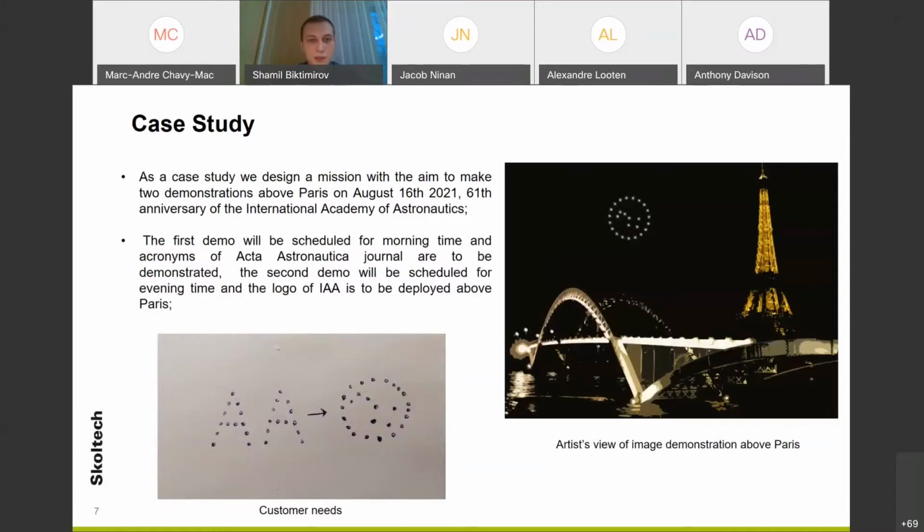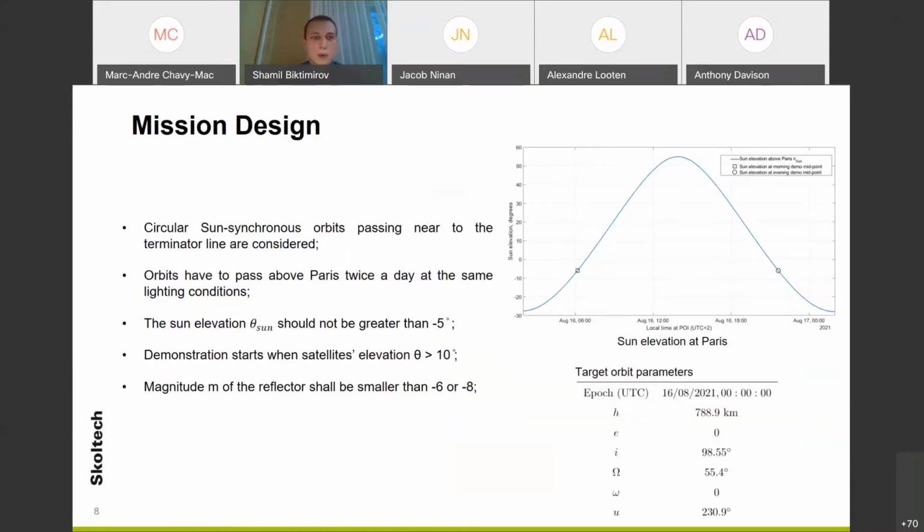The first one will be scheduled for morning time before sunrise, and the second demo will be scheduled for the evening time. And we will define what exactly the time is and what orbit we should select. The orbits of interest are circular sun-synchronous orbits that lie close to the terminator line. And the orbit should ensure that, as we will see, there will be a direct line of sight between Paris and formation satellites at the same lighting conditions.